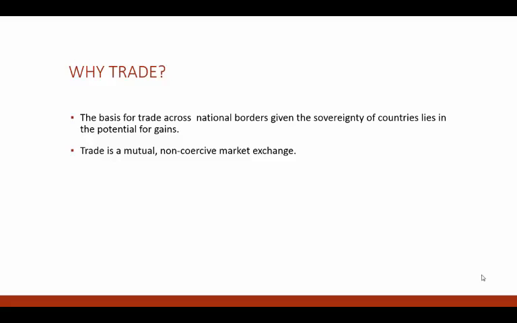The answer, of course, is germane to all of economics. Trade is simply a non-coerced, mutually beneficial market transaction. If countries choose to engage, then in the aggregate they stand to gain from it rather than otherwise. Let's go ahead to demonstrate this with a very simple illustration.